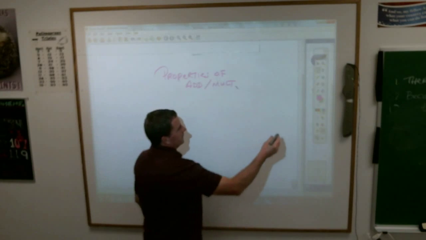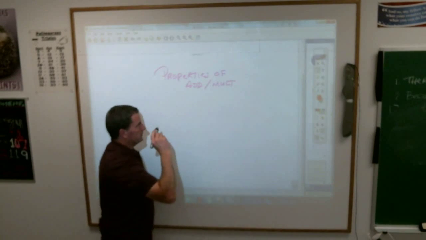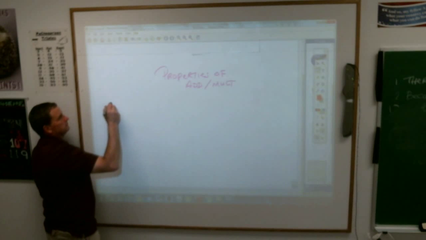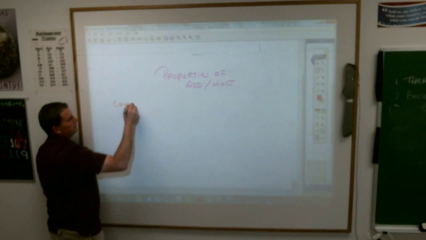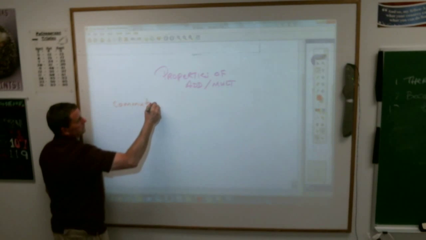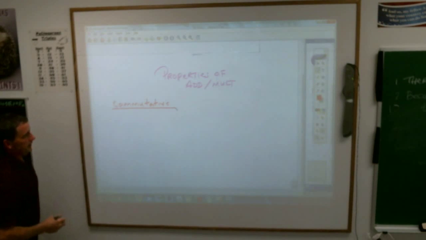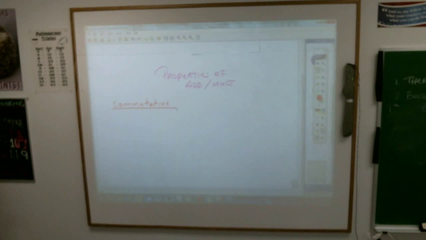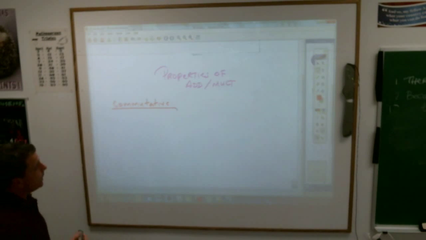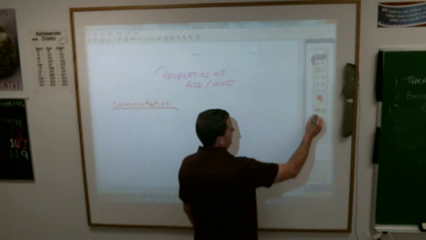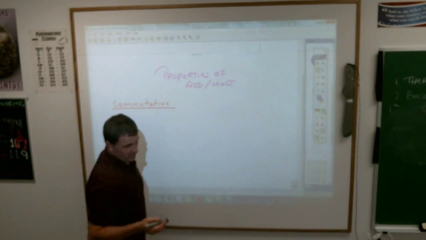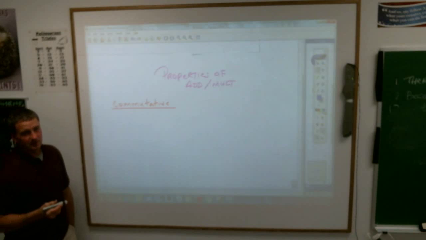Here we go. I think we've talked about these before, but hey, we can do this again. The first one is the commutative property. You use these all the time, you just never really call them by these names. And to help you remember what they are, think about what the word commute means. We talked about what commute means before.